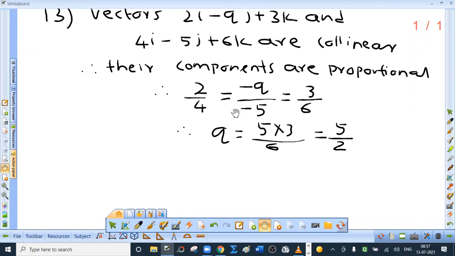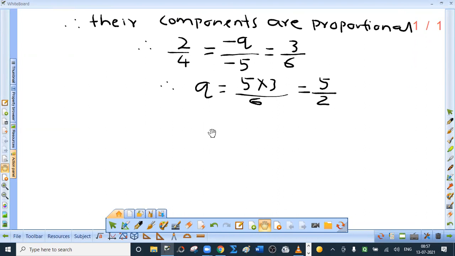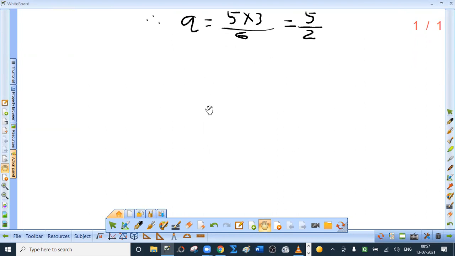You can also call these coefficients of i cap, j cap, k cap, but it is better if you use the word component. So this is for sum number 13. Now sum number 14.